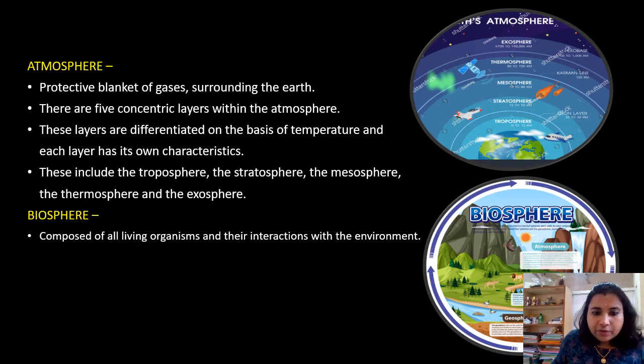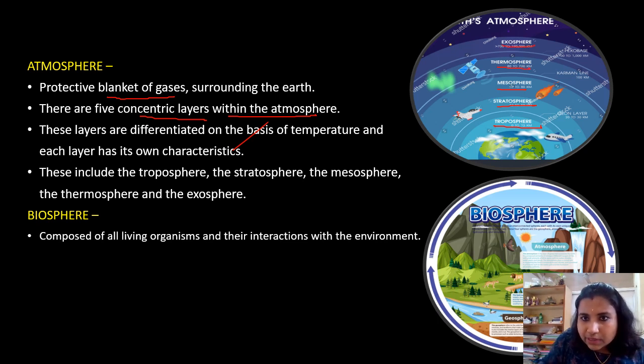Coming to atmosphere, the atmosphere is a protective blanket of gases surrounding the earth. There are 5 concentric layers within the atmosphere. These layers are troposphere, stratosphere, mesosphere, thermosphere, and then exosphere. So all the 5 layers are present in the atmosphere.